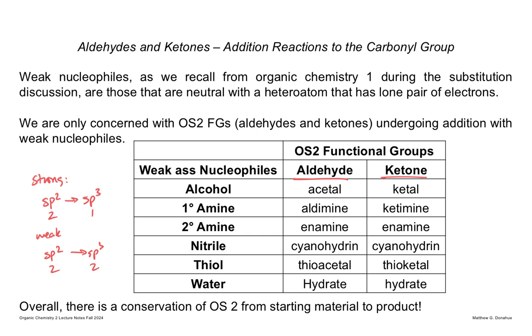So here's some new words for you in terms of nomenclature. If you're using an alcohol, that reacting with an aldehyde forms an acetal. If it reacts with a ketone, it's called a ketal. A primary amine forms an aldimine. So there's A-amine and I-imine. So aldimine or ketimine.